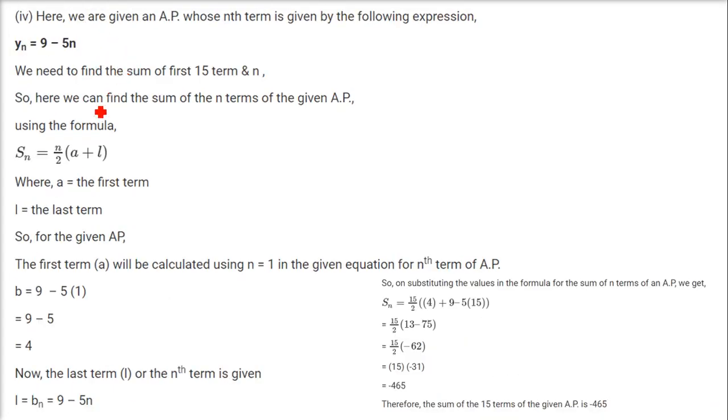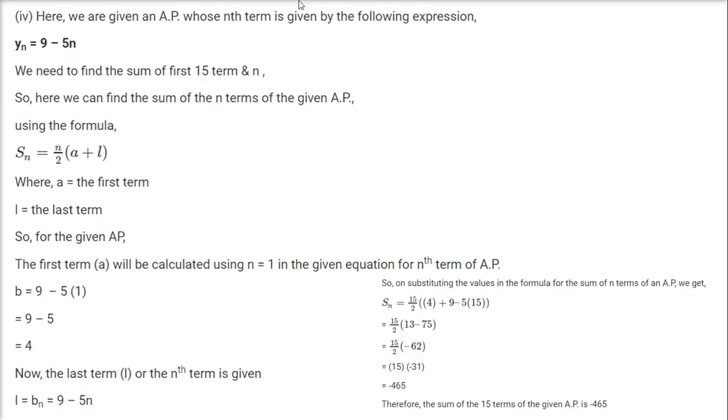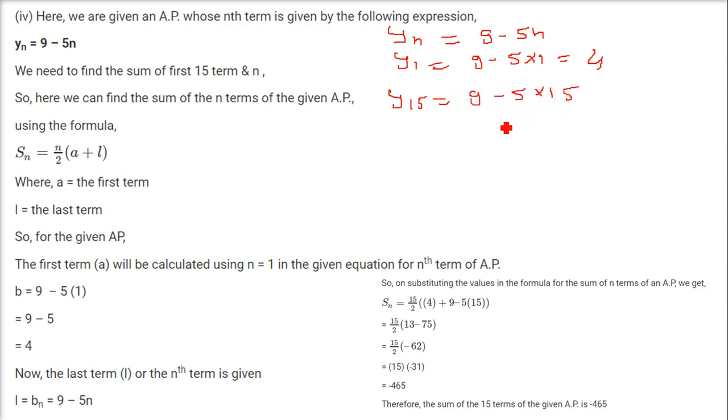I'll take the last one. Yes, this is the last one. Same thing we have to do. y_n or whatever is given, it doesn't matter. So 9 minus 5n is there. So y1 will be what? 9 minus 5 into 1, so it will be 4. How about y15, because we have to find the 15th term? What will be the last term of 1 to 15? It will be 9 minus 5 into 15.